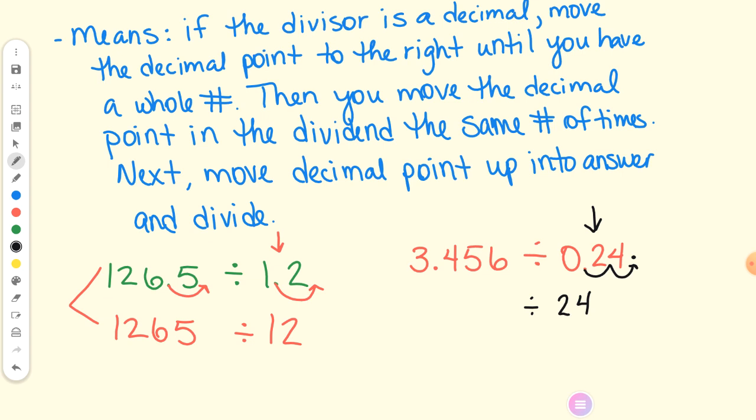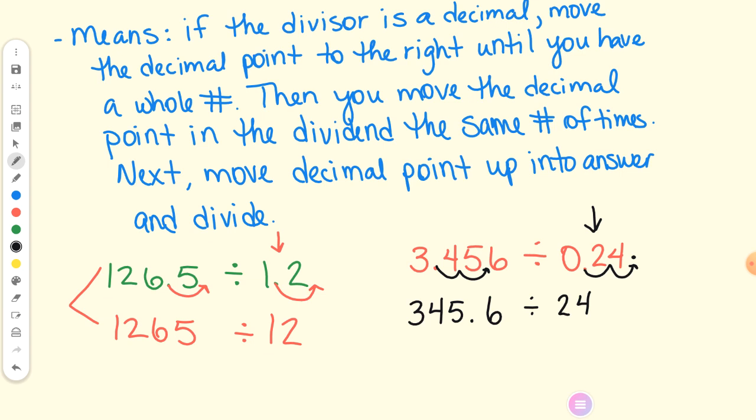So if I move it twice in the divisor, I have to move it twice in the dividend. Once, twice. So I would be taking 345.6 divided by 24. When I go to set that up, I would have to move my decimal point straight up into the answer. Okay? So is this too terrible? No, it's just an extra step.